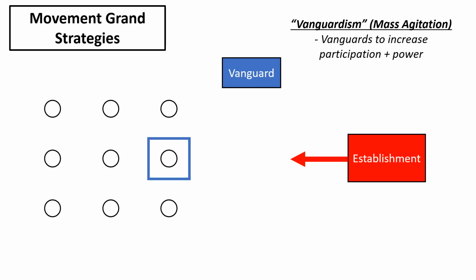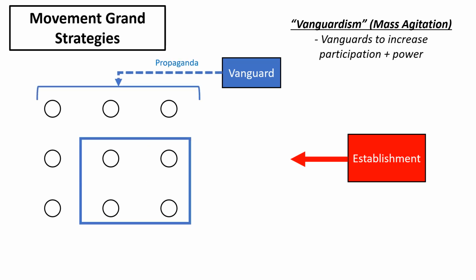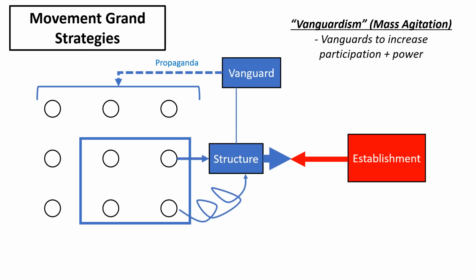This is where Vanguardism as a grand strategy comes in. In it, a movement establishes specialist organizations, known as vanguards, to structure and coordinate work in a way that boosts and sustains movement power. They can do this in three ways. First, vanguards can better refine, target, and broadcast issues to the general public, also known as propaganda. Second, they can impose structure on participants, increasing the efficiency of all aspects of work from recruitment to action. And finally, they can serve as a centralized command, observing the establishment and directing movement power to where it would be most impactful.